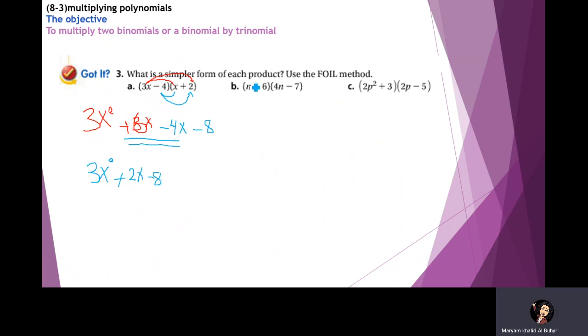Next, again, exactly the same idea. First by first, first by second. Second by first, second by second. So, first by first, n times multiplication. Remember, they are stuck. n times 4n will be 4n squared.